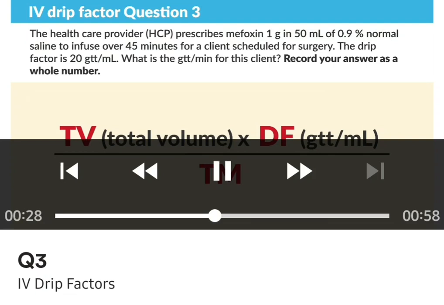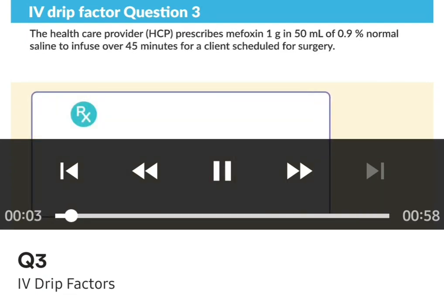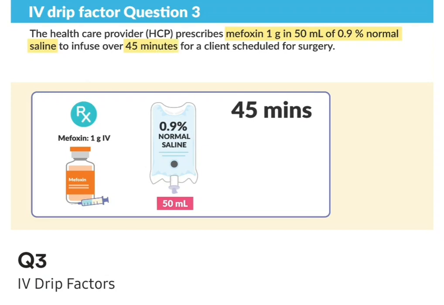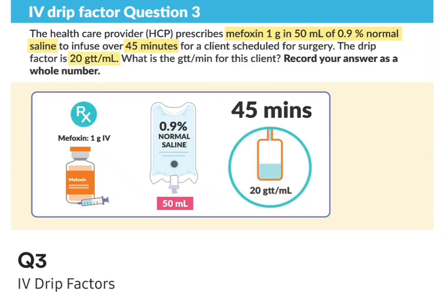The thing here is the time, right? Now for question 3, the HCP prescribes methoxin 1 gram in 50 mLs of normal saline to be infused over 45 minutes. Okay, the key term there is 45 minutes. And this client is scheduled for surgery. The drip factor is 20 GTTs per ml. So again, what are the drips per minute?